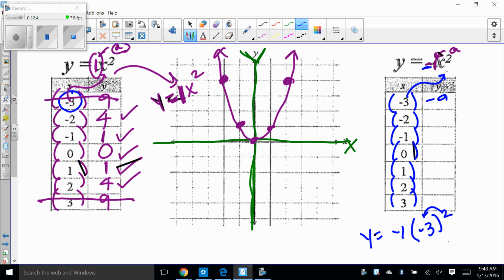Output there is -9. Do the same thing with the -2 value. I'll give you another example here. -1 times -2 squared. I need 2 of those. -2 times -2 is +4. Multiplied by -1 gives us -4. Now I'm going to be kind of quiet there for a second and let you plug away through that.